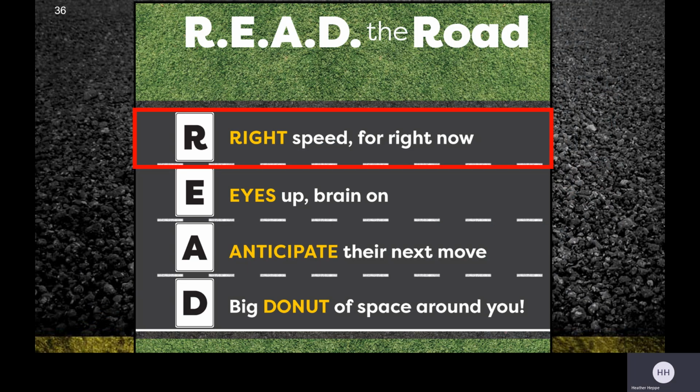Okay, we're going to come back up to the R in our READ, the road, and that means right speed for right now. Your vehicle cannot control your speed, only you can. You are responsible for the speed you travel every second you are driving. And we'll talk about that in future chapters on how to control the speed and what to do. However, we want to know that maybe we always don't go the speed limit on a roadway. We may have to go slower.